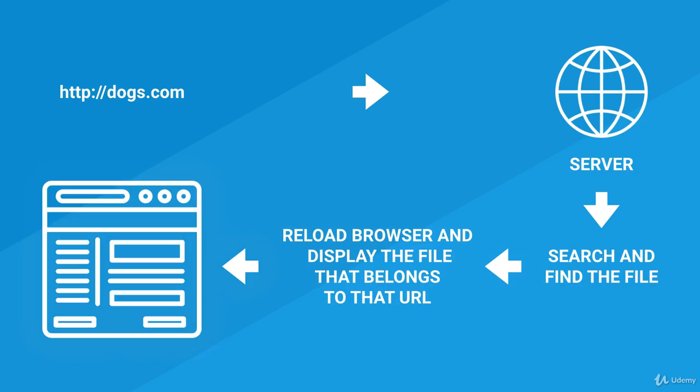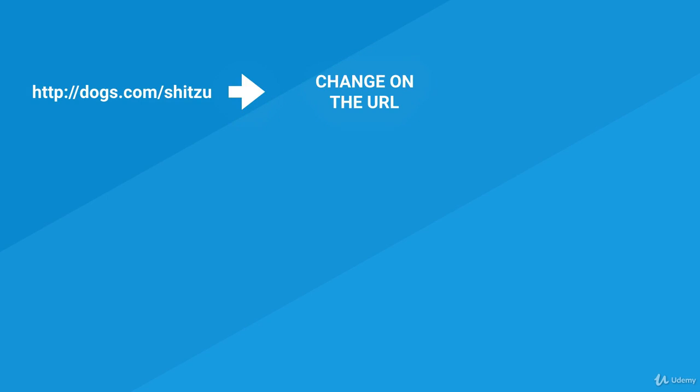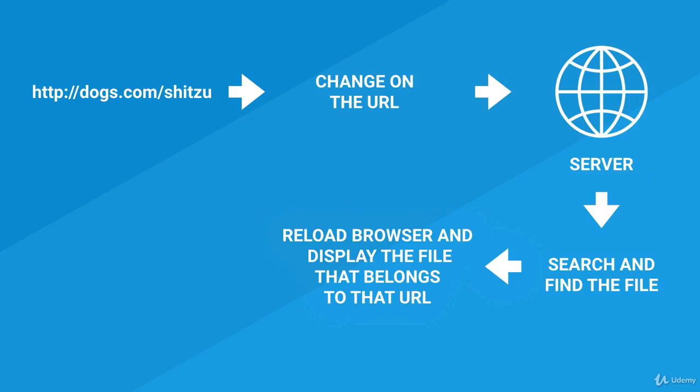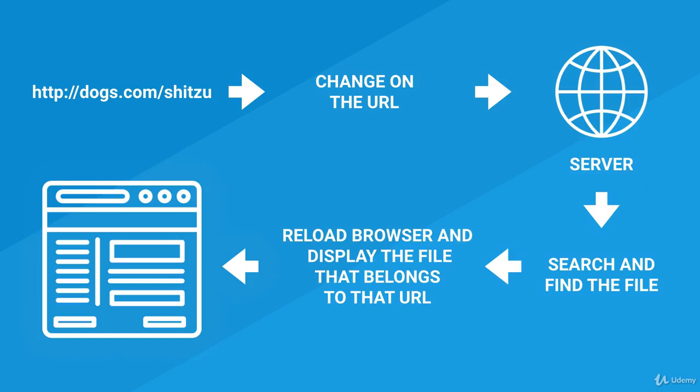Now, let's say that the user clicks on a link and goes to a different page inside our domain, our application. Then, again, it's going to repeat the same process. We're going to enter the Shih Tzu page of our application, and it's going to detect a change on the URL. It's going to go to the server. The server will find the file, reload the browser, and display the file. Good. So this is how it works on multi-page applications.